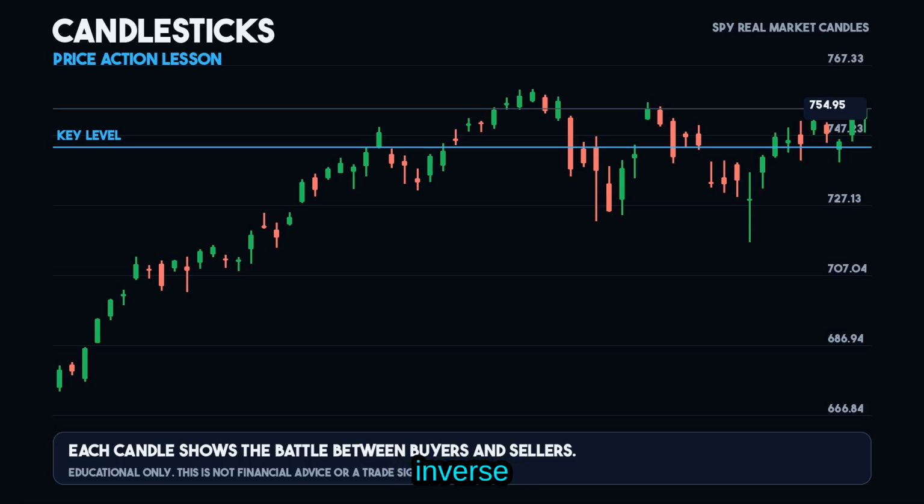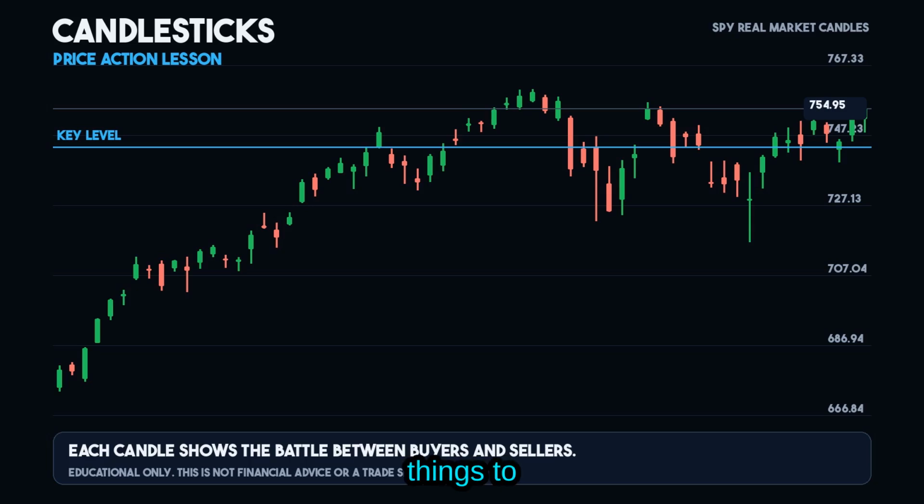Now, let's talk about the inverse head and shoulders pattern, which is essentially the opposite of the head and shoulders pattern. This pattern forms when the price makes a low, then a double trough, and finally a higher low. Think of it like a wave that recovers before making a final push higher.